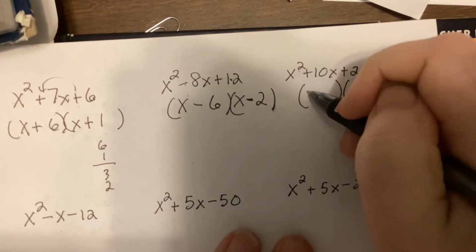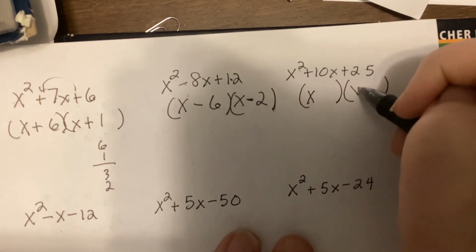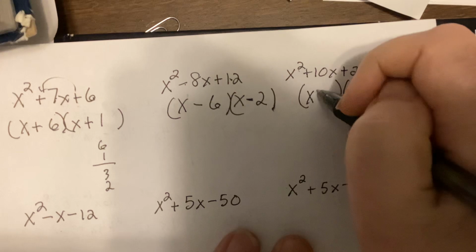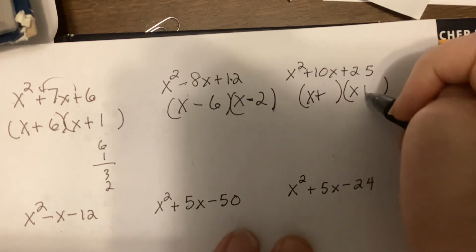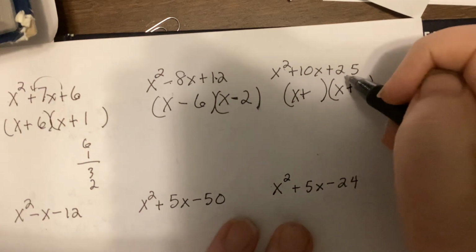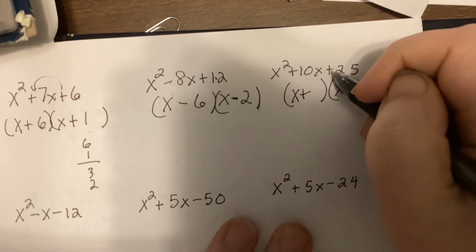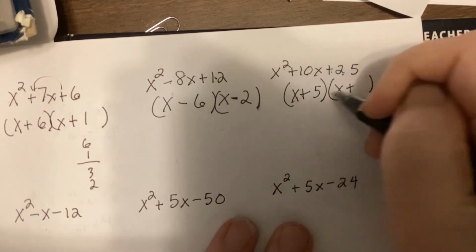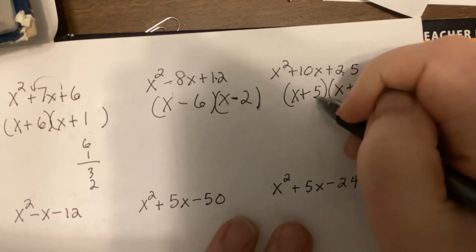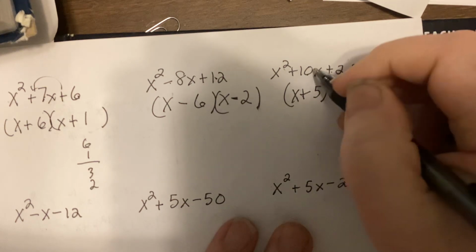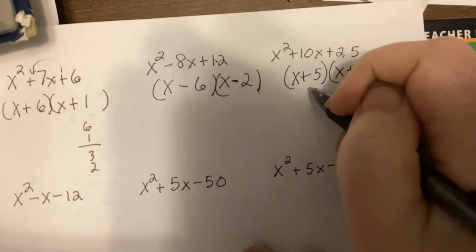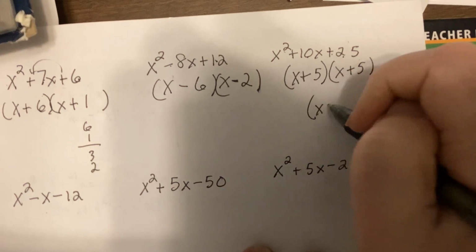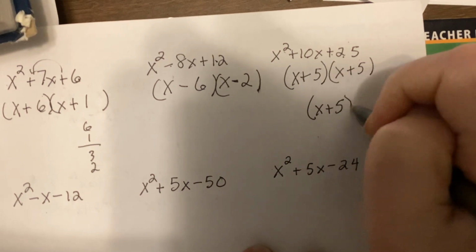X squared would be 1x, 1x. Last term's plus, so both signs are the same as the middle. And what do you multiply to get 25? But when you add, you get 10. And that would be 5 and 5. 5 times 5 is 25. 5 plus 5 is 10. But wait a minute, when you have the exact same factors twice, you write it as a square.